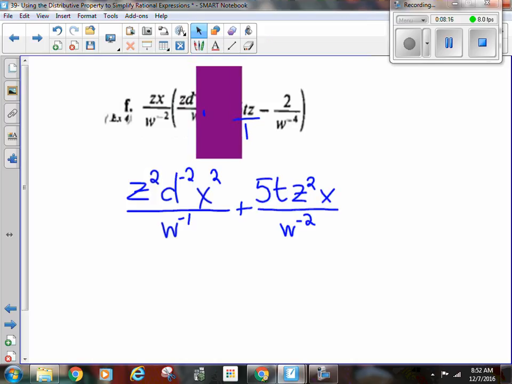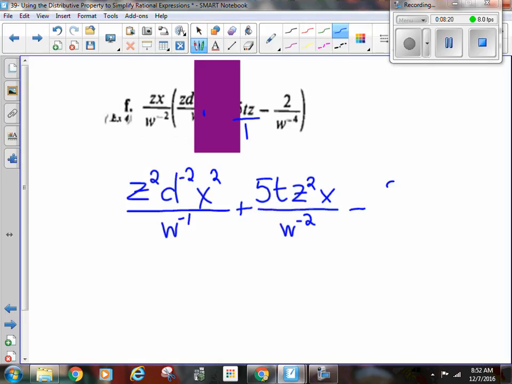And now you're going to ignore the first 2. We're just going to focus on the last one. So minus 2zx over w to the negative 6.